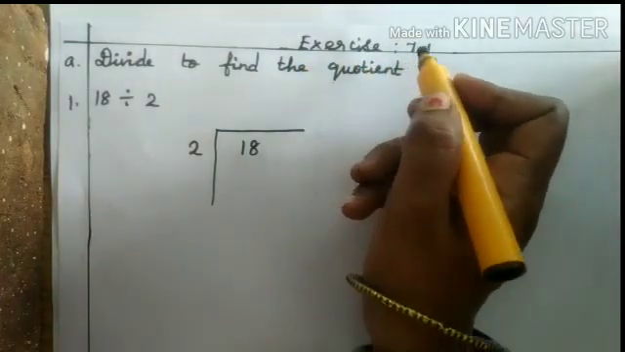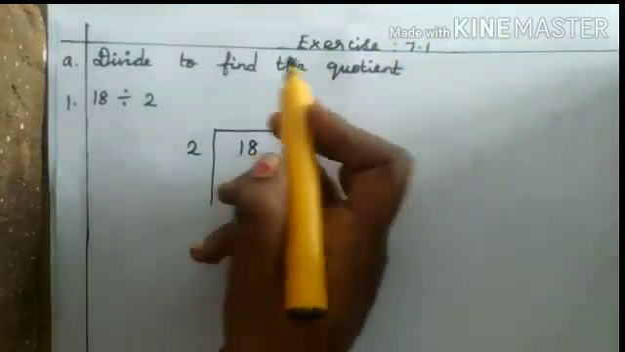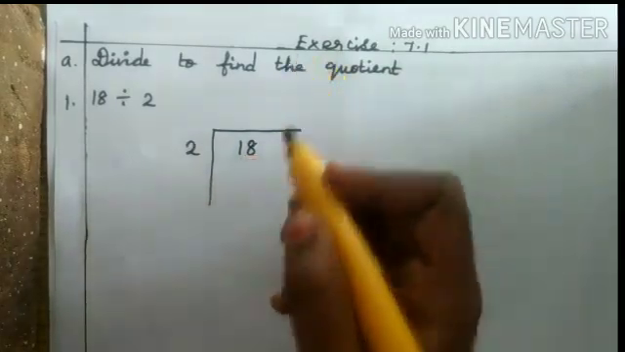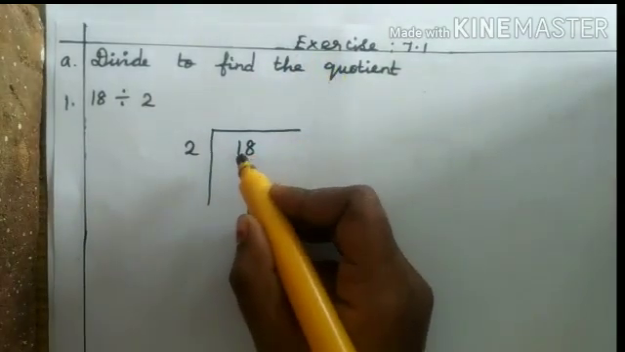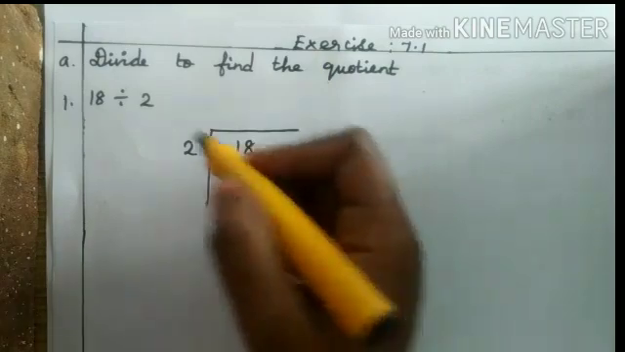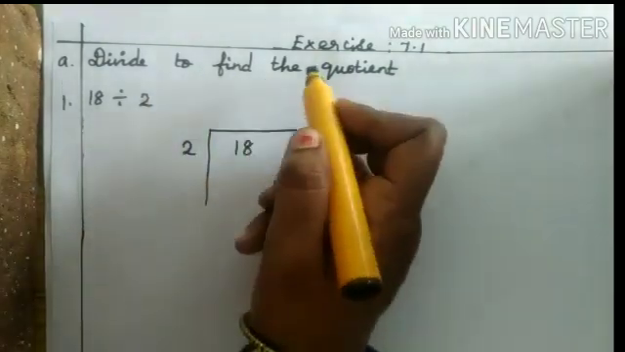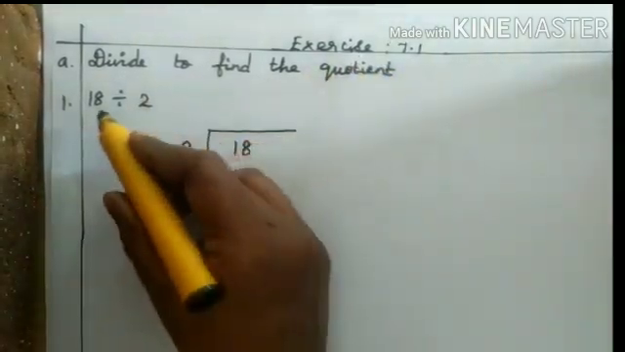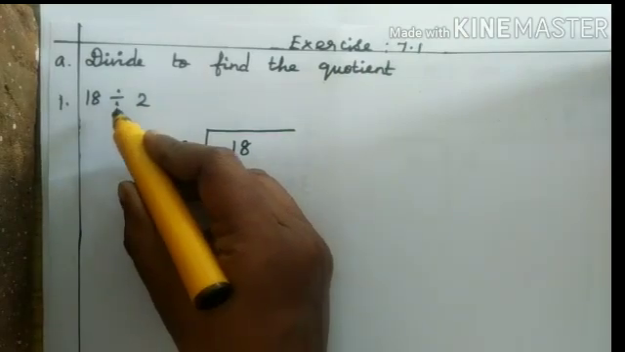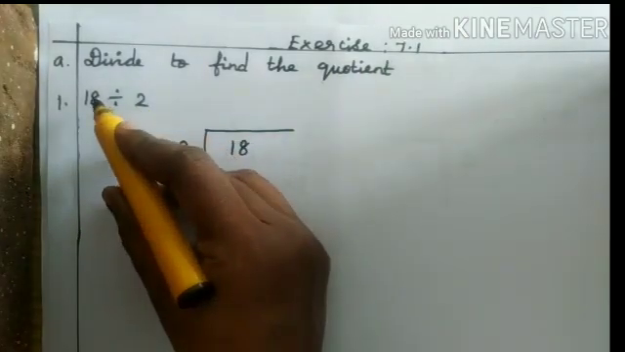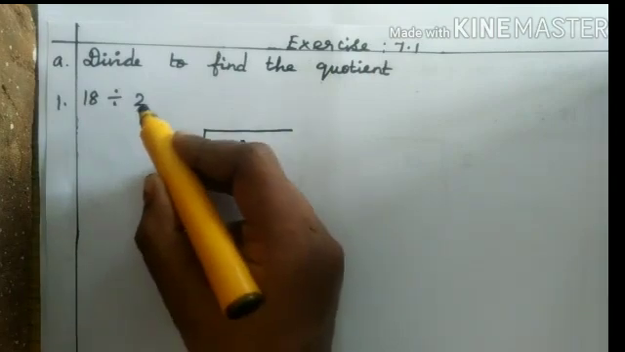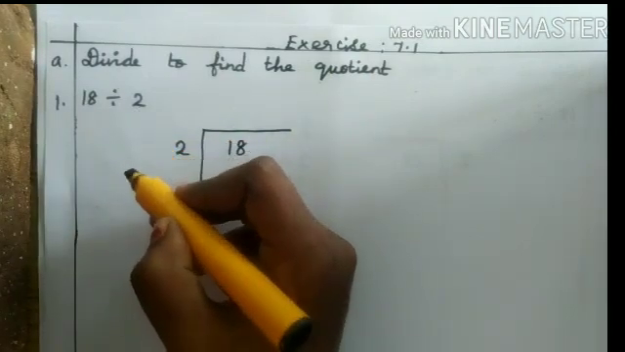Exercise 7.1. Let us solve some exercise sums to learn long division without remainder. Divide to find the quotient. The first sum is 18 divided by 2. Here 18 is called the dividend and 2 is called the divisor.